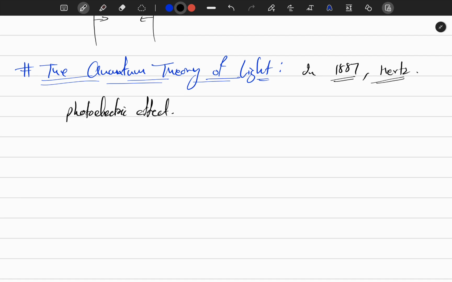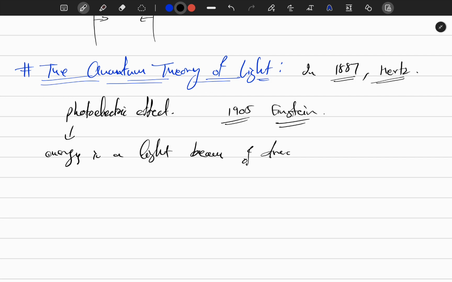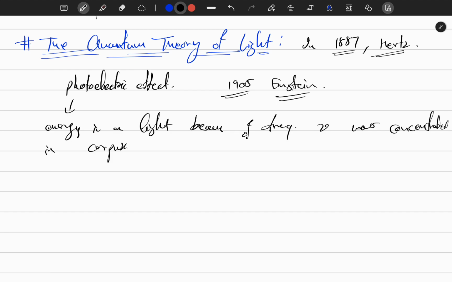So Einstein, in 1905, gave the interpretation of this photoelectric effect by putting forward his famous photon theory, according to which the energy in a light beam of frequency nu was concentrated in corpuscles of energy h nu, where h is Planck's constant.